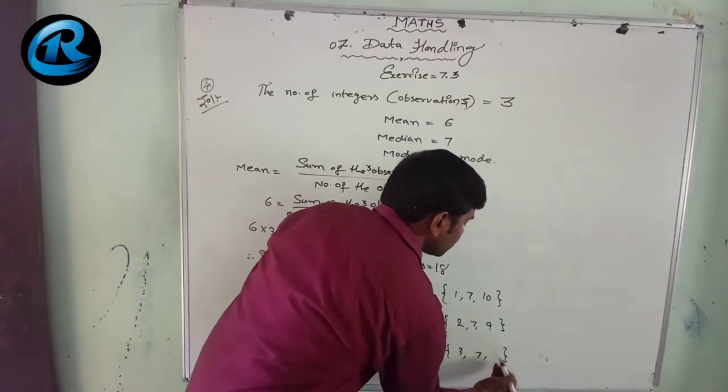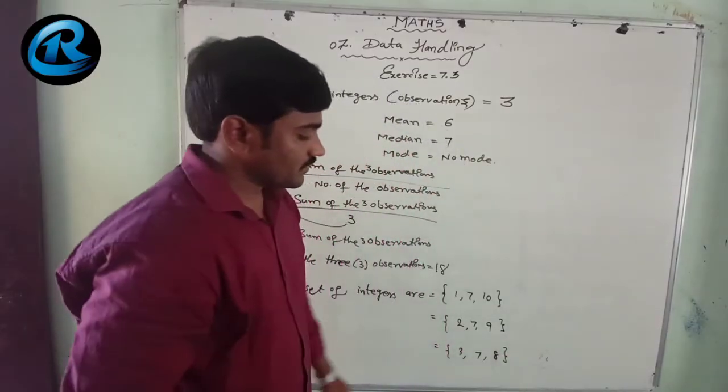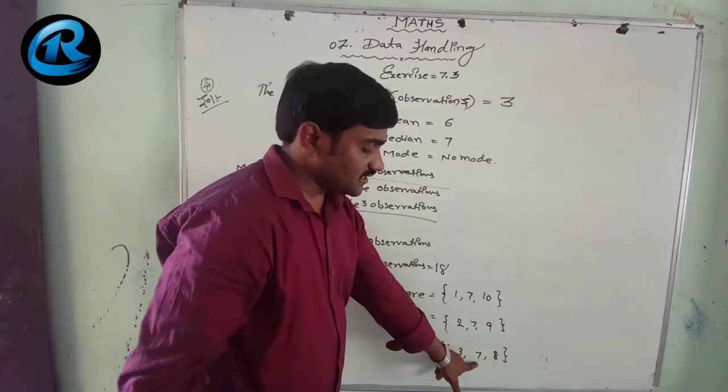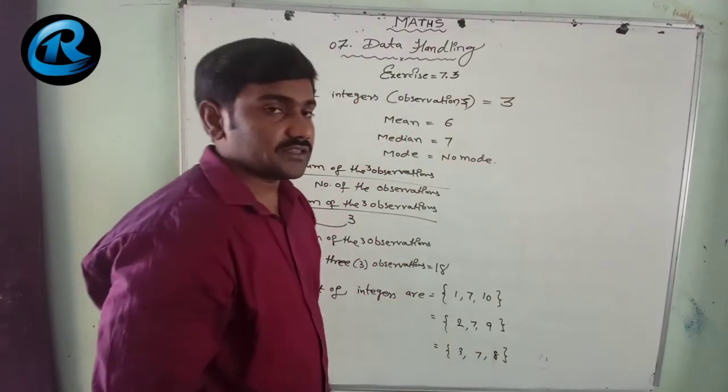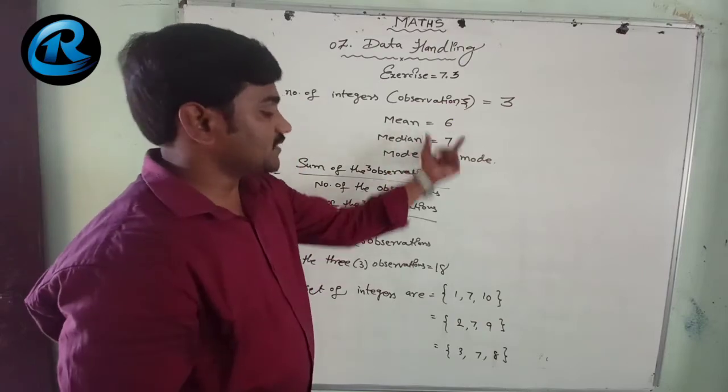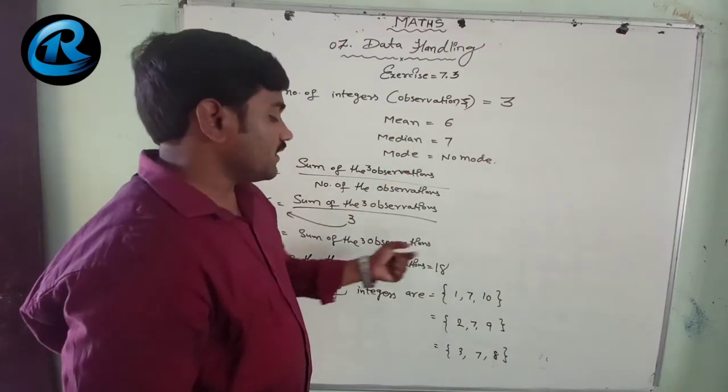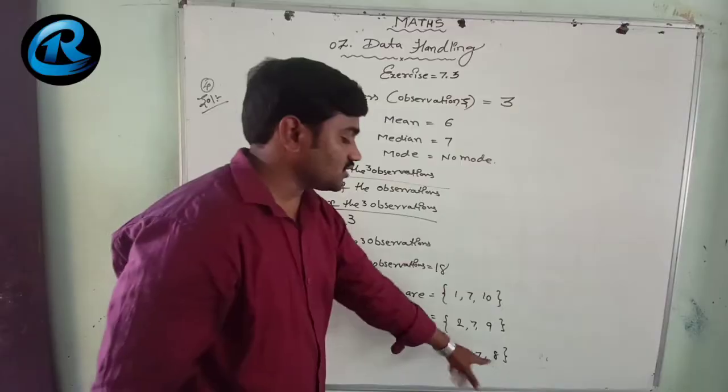Let us write here 8 and see. 3 comma 3 plus 7, 10, 10 plus 8, 18, divided by number of observations, 3. So the mean of the data will be 6. Then the median is 7, hence there is no mode.